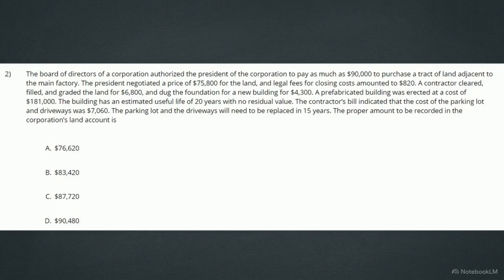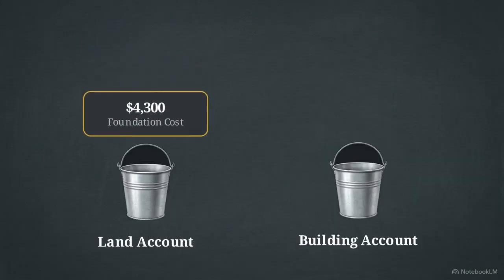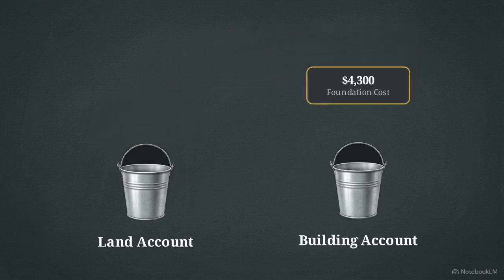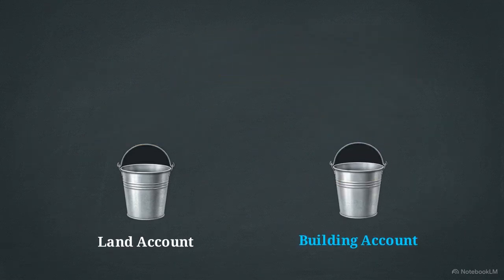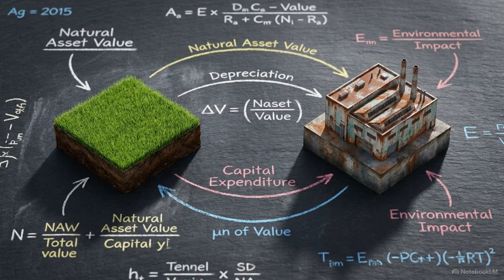When isolating the correct amount for the land account, we take the initial purchase price, the legal closing costs, and add the $6,800 spent on clearing and grading. We strictly exclude the $4,300 spent digging the foundation, because that attaches to the building. The rationale comes down to the concept of useful life. Land has an indefinite useful life, meaning it cannot be depreciated.